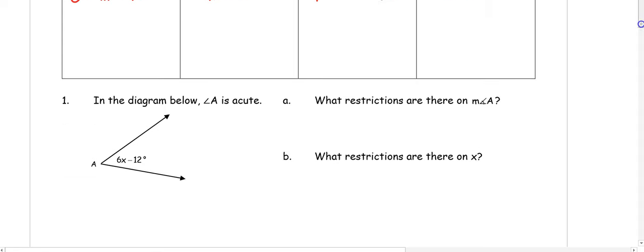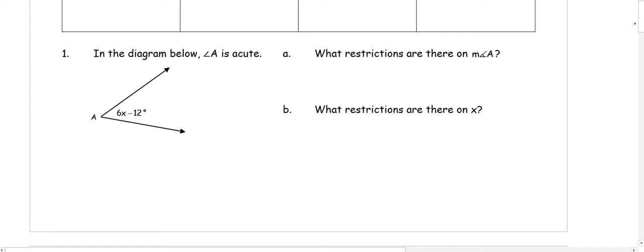So number 1, A is an acute angle. So remember, acute angles have to be between 0 and 90. So when it says, what are the restrictions on angle A? Remember, angle A has to be between 0 and 90 degrees. What are the restrictions on X? So now we're going to take whatever's inside our angle with the X, and we're going to substitute that in for the measure of A, and we're going to solve for X.